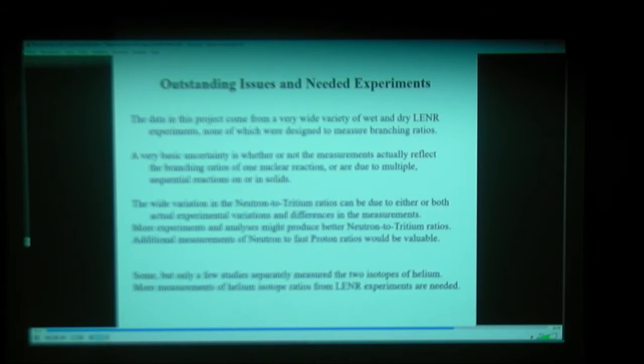The wide variation in the neutron to tritium ratios can be due either or both to actual measurement variations or experimental variations or differences in measurement. So more experiments and analyses might produce better neutron to tritium ratios. Additional measurements of neutron to fast proton ratios would also be very valuable. So some, but only a few of these studies measured the two isotopes of helium. And more measurements of the helium isotope ratio for LENR experiments are also clearly needed.